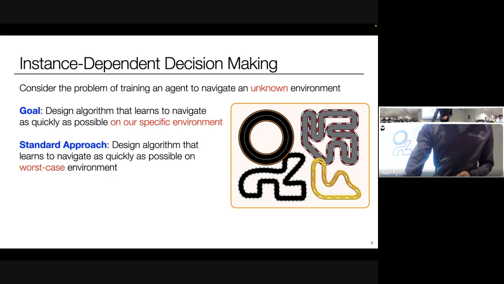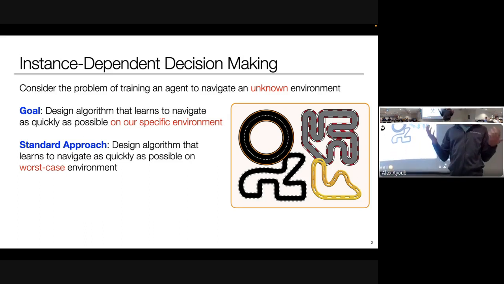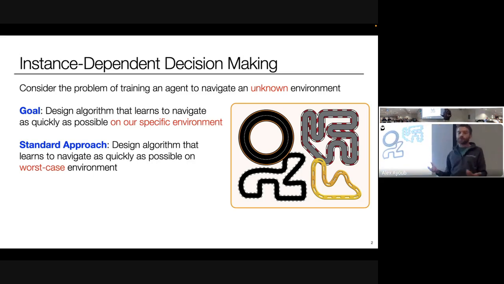Now, as algorithm designers, often what we think about is designing algorithms that learn to navigate as quickly as possible on the worst case environment in a class. This would be a minimax style result, right? We want to say, okay, give me a class of instances, and I can come up with an algorithm that on the hardest instance in that class will do well. And then the thought is if it does well on the hardest instance, it'll do well on the easy instances too.